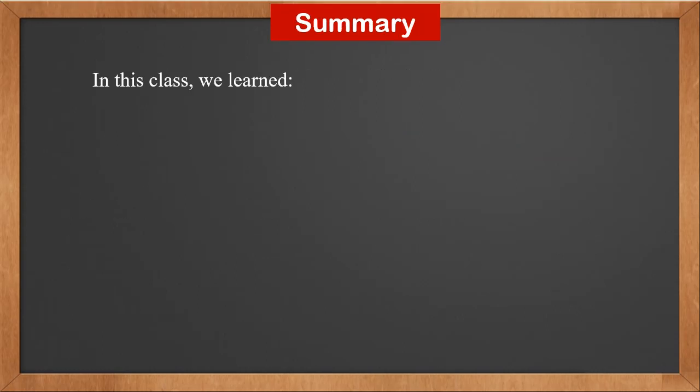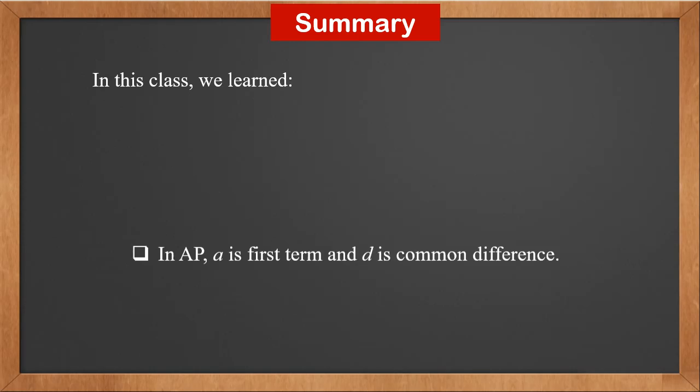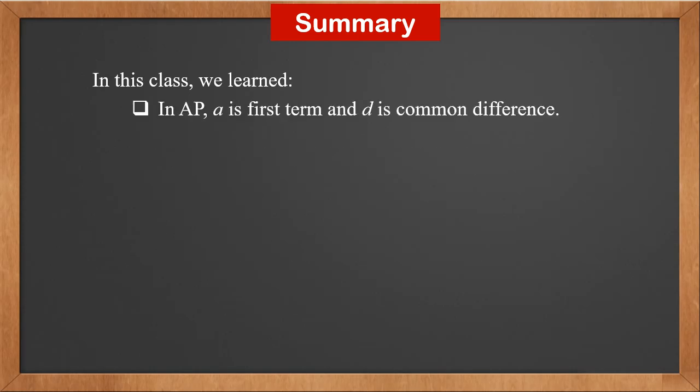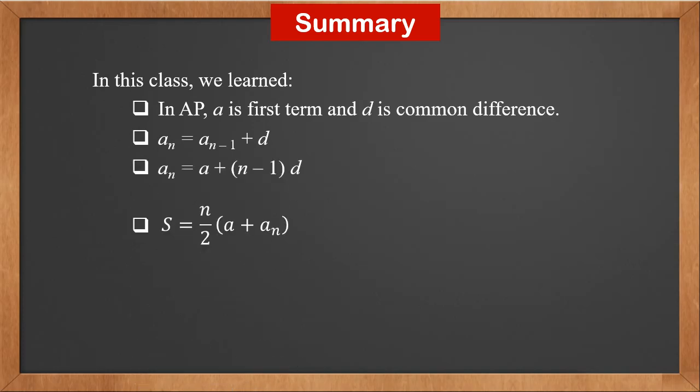In this class, we learned: in an AP, a is the first term and d is the common difference. an is an minus 1 plus d. an is a plus n minus 1 d. The sum S is half n times a plus an. It is also an plus half n times n minus 1 times d.